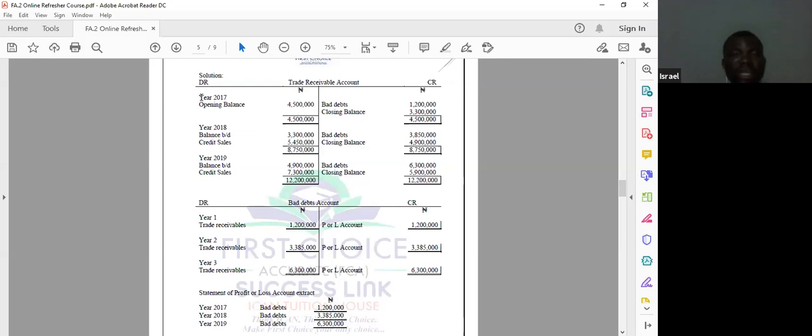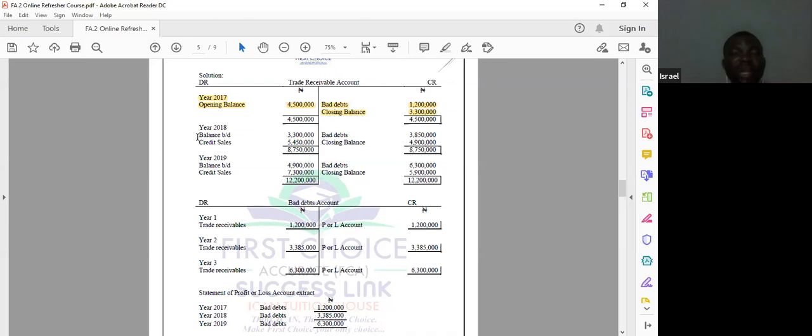So in year 17, we have it to be 4.5. That 4.5, then we now have the bad debt to be 1.2. So if that's the case, 4.5 minus 1.2 will give us 3.3. Now, this 3.3 is the figure that will be carried over to year 2018.